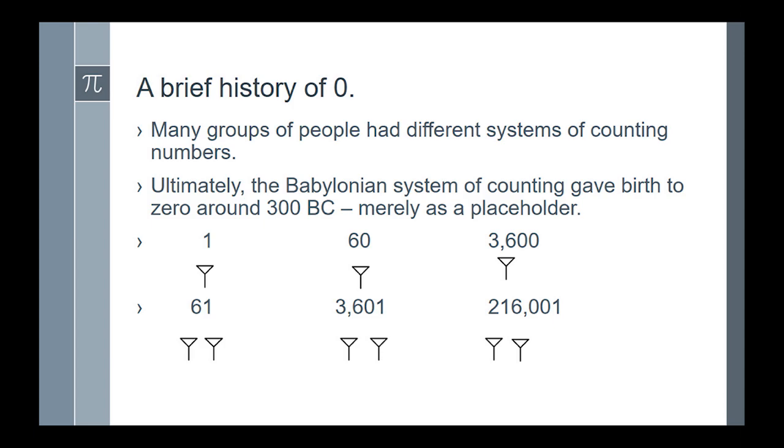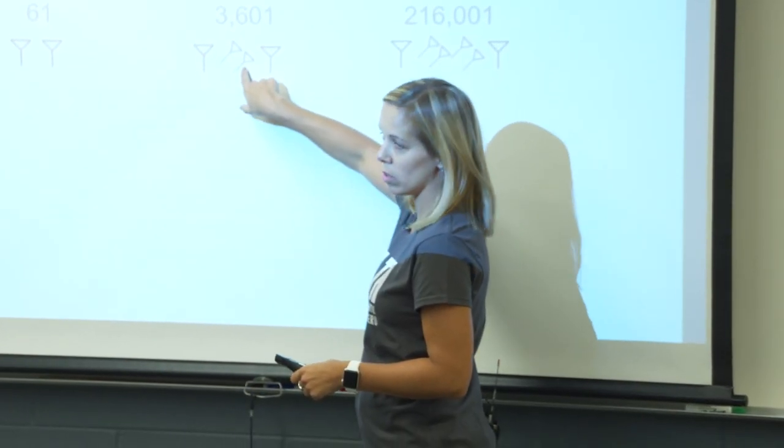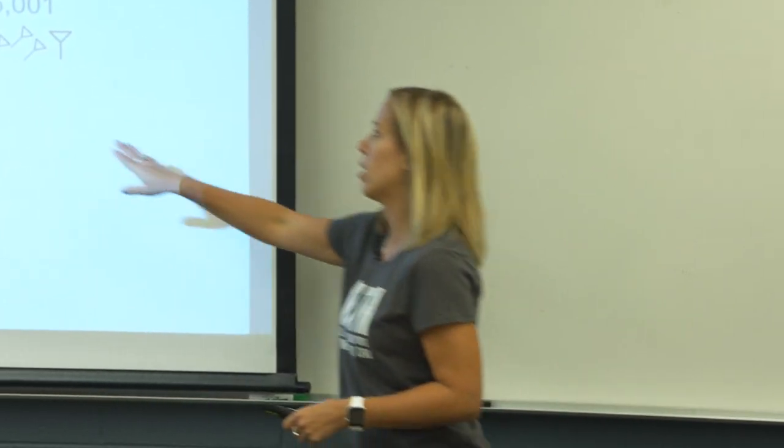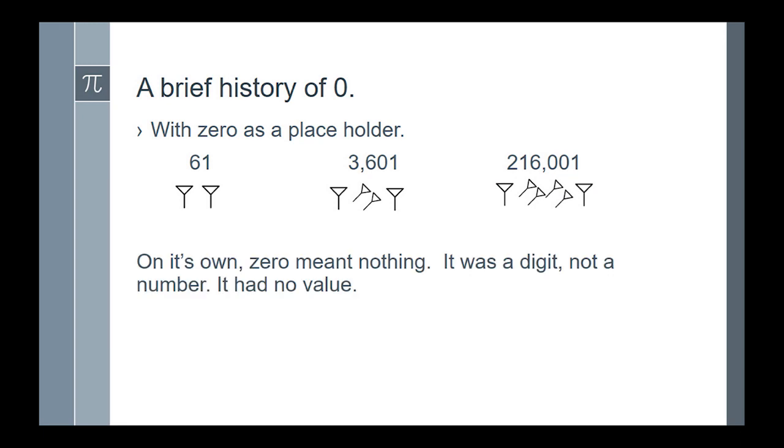So they decided to come up with a symbol for a placeholder, which would ultimately then become 0, where they could separate. So now we could say, okay, if we have 2 of them, this is 61. If we have this placeholder now in the middle, now we know it's 3,601. And then if we have 2 placeholders, we know that it's 216,001. So they added in this placeholder, but they didn't assign it a value. So they never used the symbol on its own by itself.